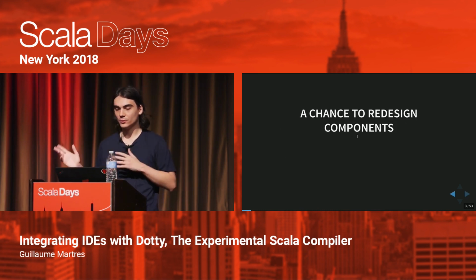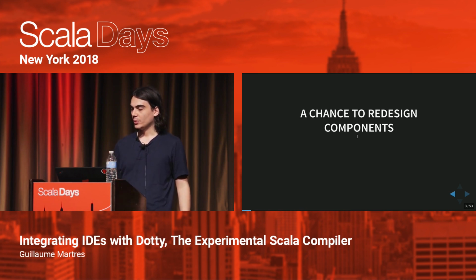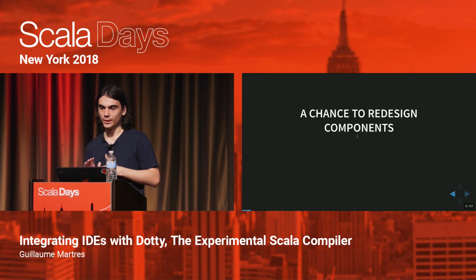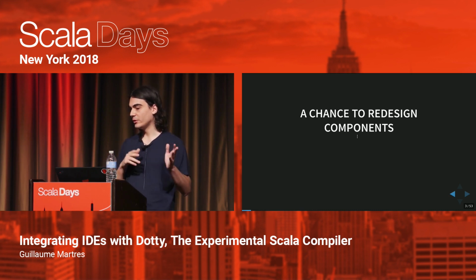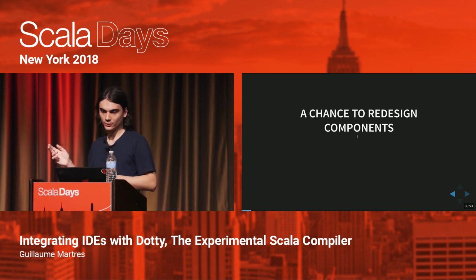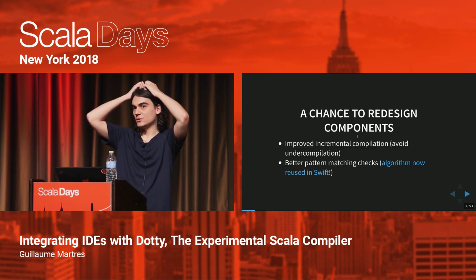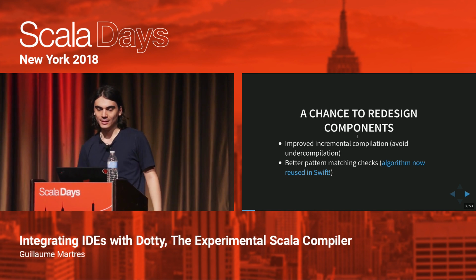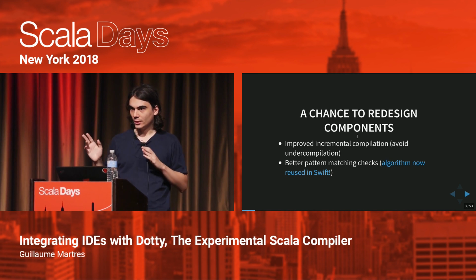But Dotty, to me, is also a chance to redesign some components of the language. For example, we managed to improve how incremental compilation works by just redesigning the thing from scratch and finding issues. And some of these fixes got back into Scala 2 afterwards. We also managed to improve the pattern matching exhaustivity checks, and the algorithm has even now been reused in Swift for their pattern matching. And of course, there's a bunch of other areas like that.